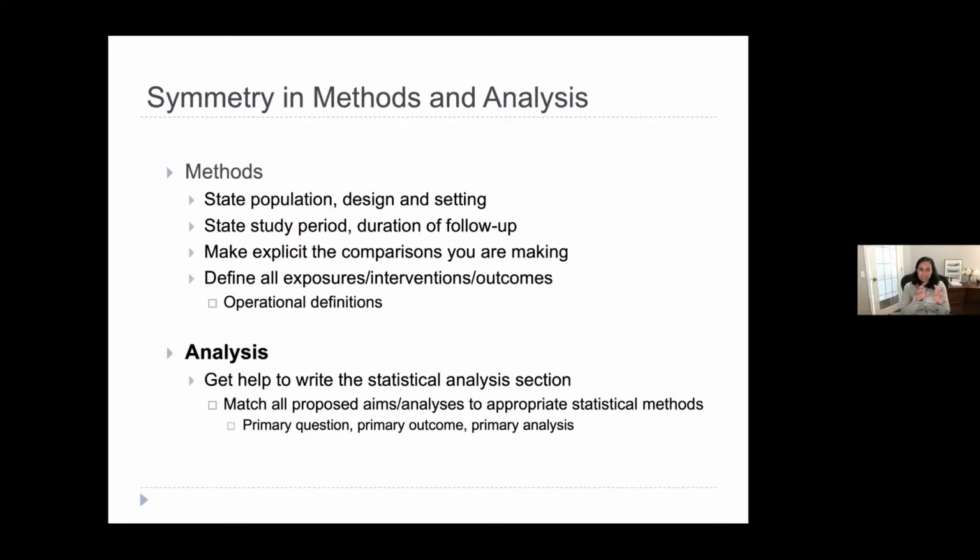So in the methods, the symmetry is more important in papers, but in grants too. If you have a certain objective and you have written a certain method, write an analytic plan. Match all the proposed aims and analysis to appropriate statistical methods. So you have a primary question, primary outcome, and the primary analysis. The reviewer has to be able to string this through right along. They shouldn't have to search around for what it is for each objective. That's when your score goes down, okay? It also shows to us as reviewers, and to me as a writer, that I'm not clear in my head what I'm doing. So keep it simple.